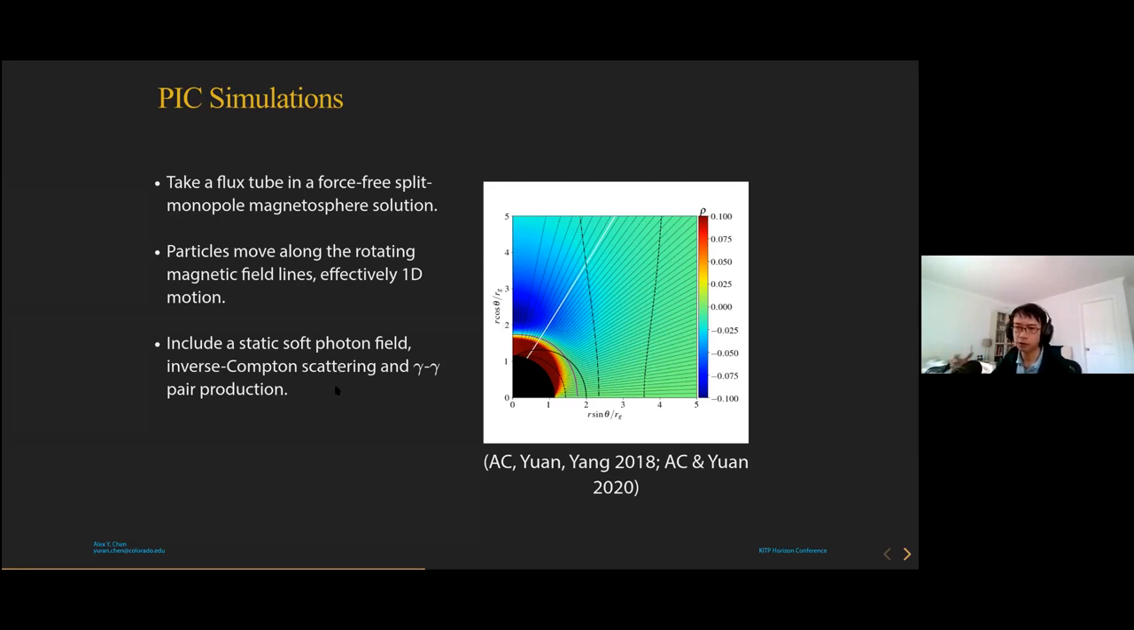We also take into account the soft photons. We assume a power law photon field around the black hole. It's uniform and isotropic, which is definitely an oversimplification. I'll come back to that. We model inverse Compton and gamma-gamma pair production along the field. That part is pretty rigorous. We do Monte Carlo. And the PIC part is also pretty rigorous. We do proper particle in cell in GR. The first paper was done with fake GR, and the second paper was done with proper GR.